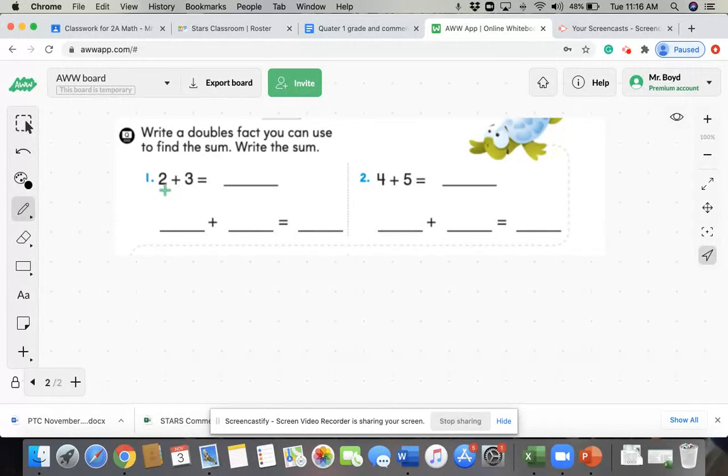So I'm going to use my doubles fact using 2. I'm going to use one of the numbers from the problem. So I'm going to do 2 plus 2, which we know is 4.